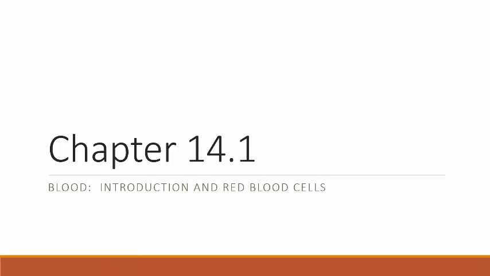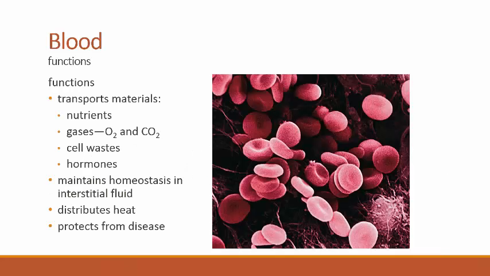All right, so in this chapter we're going to be looking at blood, and so we'll start with some introductory information, functions, and so on of blood, and then we will talk about red blood cells, the erythrocytes. So when we think about the functions of blood, transportation of materials, of nutrients, of gases, cell waste, hormones, movement of stuff around the body is a big, important primary function.